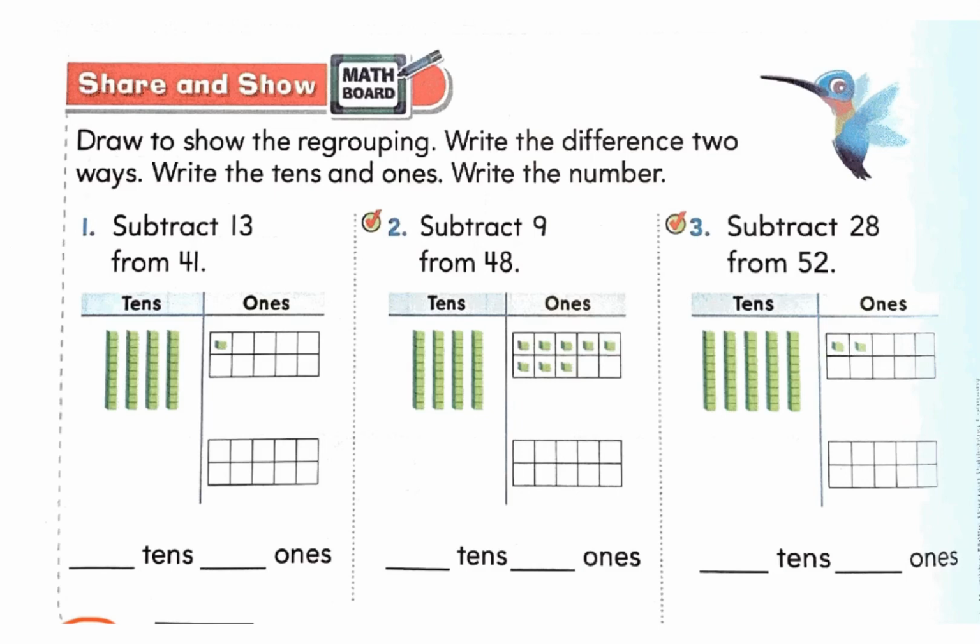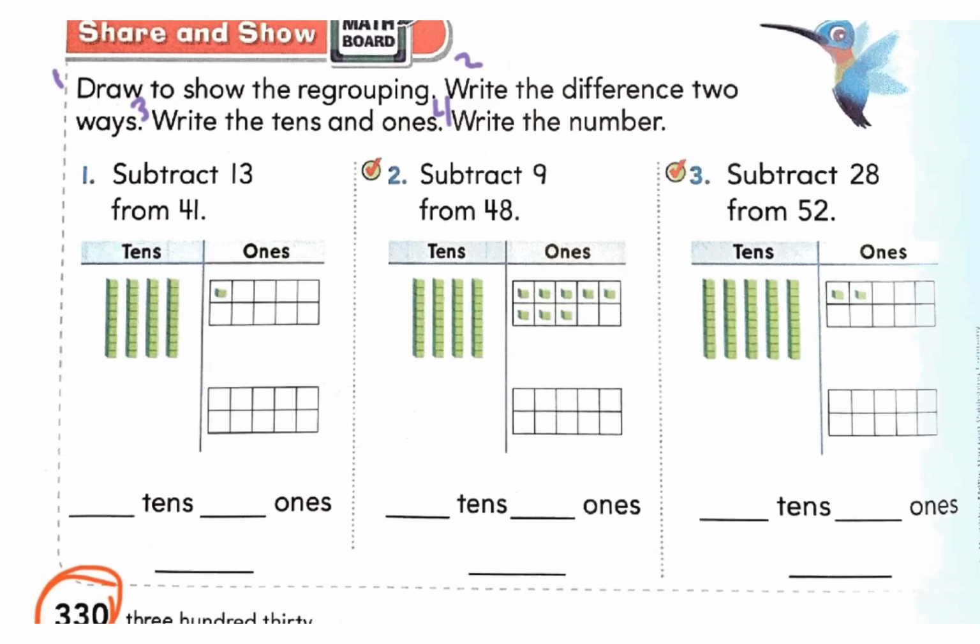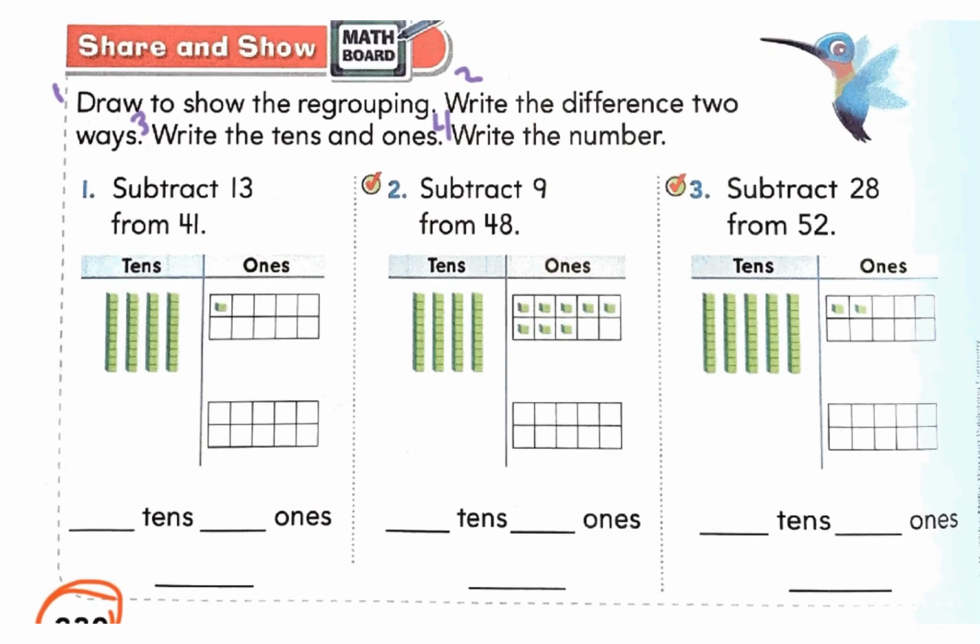Draw to show the regrouping. Step 1. Write the difference 2 ways. Step 2. Write the tens and ones. Step 3. Write the number. Step 4. Make sure that when you do it on your own, you follow all the steps. Number 1. Subtract 13 from 41. Remember, that means 41 minus 13, because you're taking 13 away from 41.